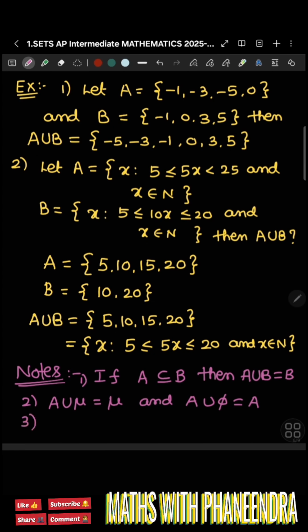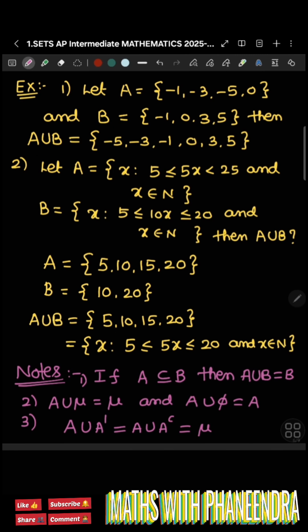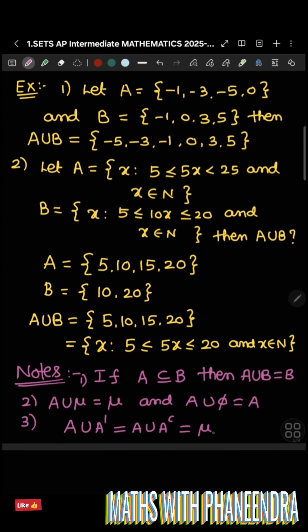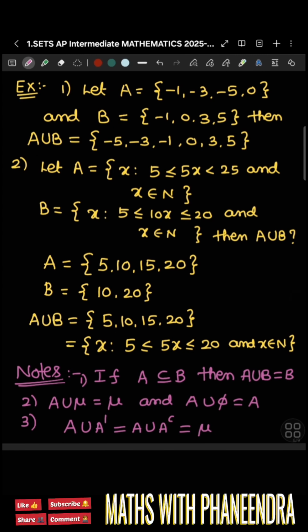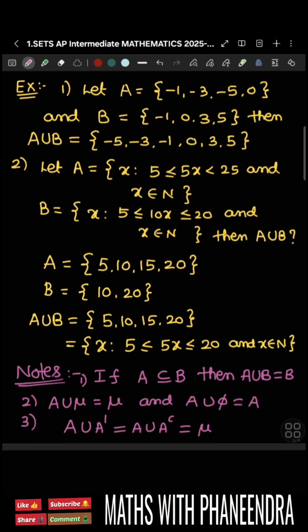Third one, A union complement of A, A dash or A complement. We can write like this also, dear students: A union A complement is equal to mu. A and the complement of A we can consider as the universal set. We already discussed this in the last classes about the universal set.